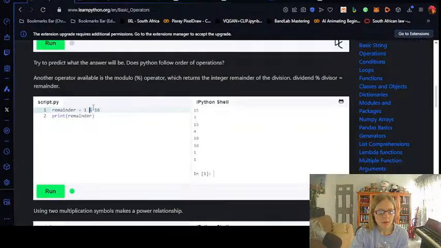We can check it in our modulo operator as well. So we would say 6735 modulo 16. We run it and you see here we get the answer 15.